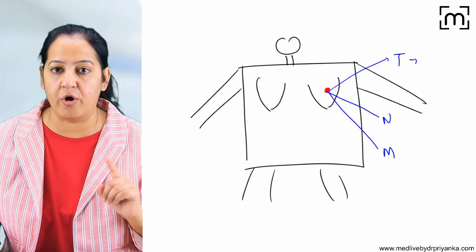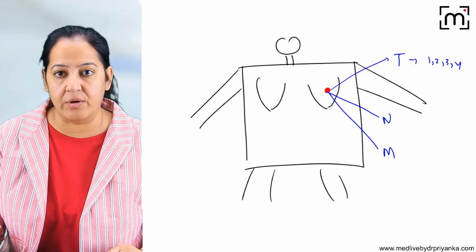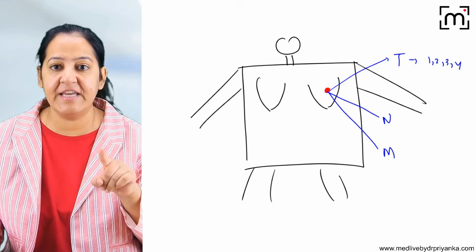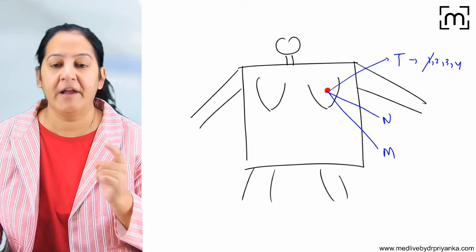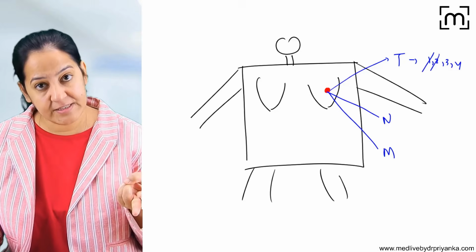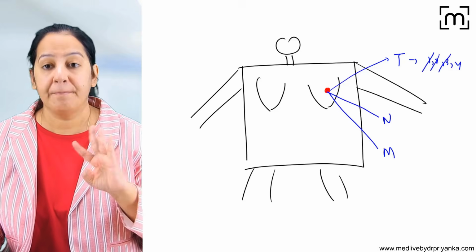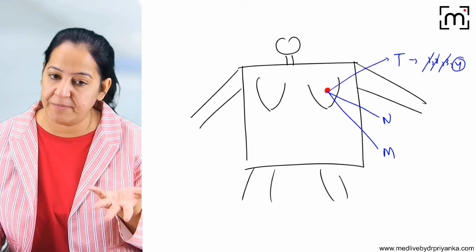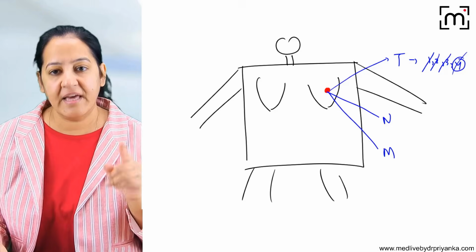In the T, I'm having four options: T1, T2, T3, T4. I will do a mammography and see the tumor. If it is less than 2 centimeter, it's T1. If it is 2 to 5 centimeter, it's T2. If it is more than 5 centimeter, it's T3. But if it is involving the skin or the chest wall or the ribs, it is T4, whatever the size. Then I will decide the N.